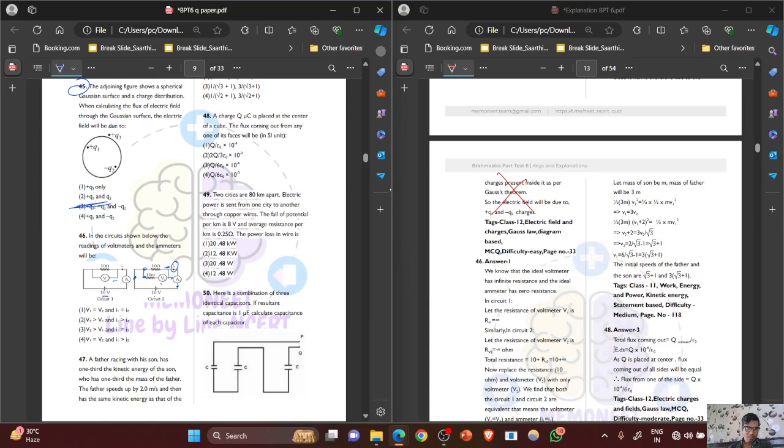Okay, 10 volt, 10 volt. 10 ohm plus 10 ohm means 20 ohm. Sorry, 10 by 2, 5 ohm, and I equals V by R, so the current will be greater, I1 will be greater. The fourth option is the correct answer.